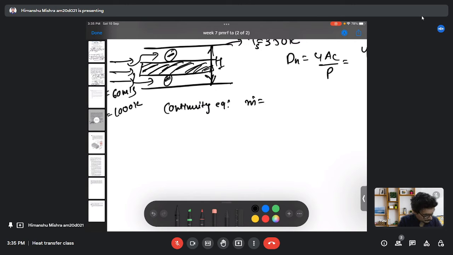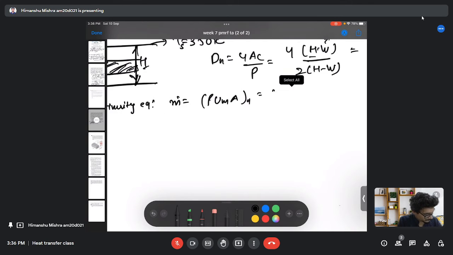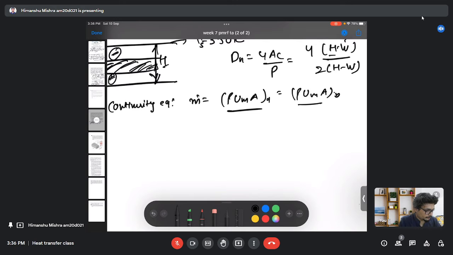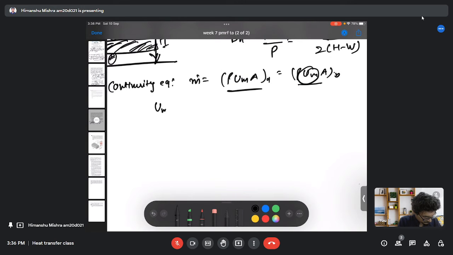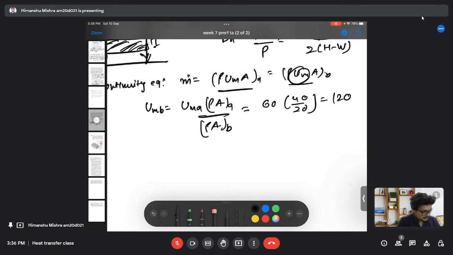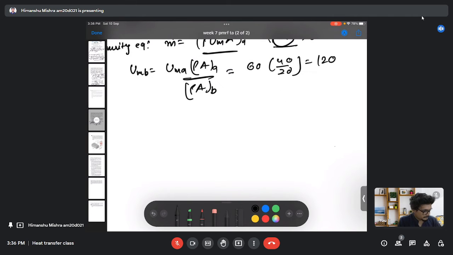I can write my continuity equation as: this is my mass flow rate for case A, and this is for case B with the additional third plate. So we need to find this average velocity. I'm just putting in the values. So the velocity for case B would be 120 meters per second.